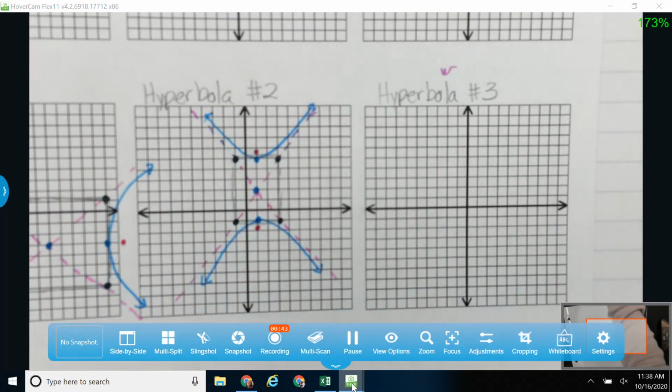Okay, and I'm going to number my notes kind of funny today. I'm going to start with number 3 so that it will match up with your graphs. So I'm not going to start with number 1 today, because yesterday we did 1 and 2.